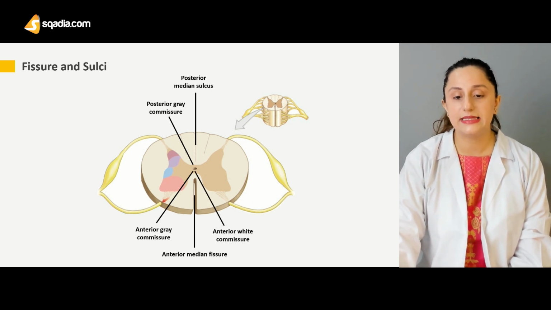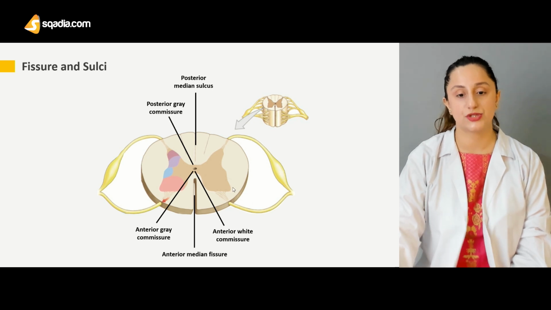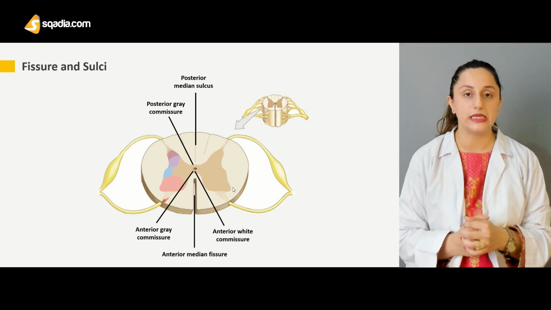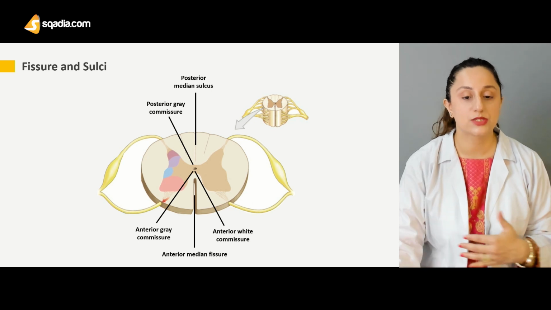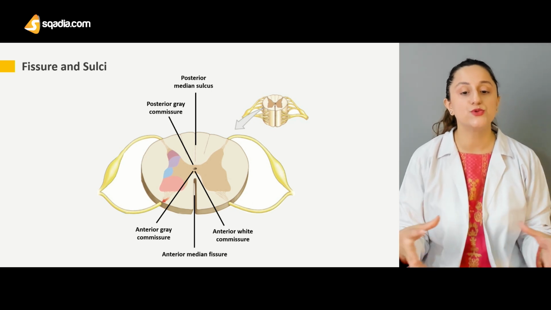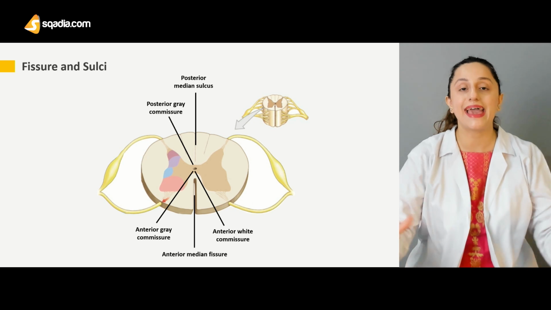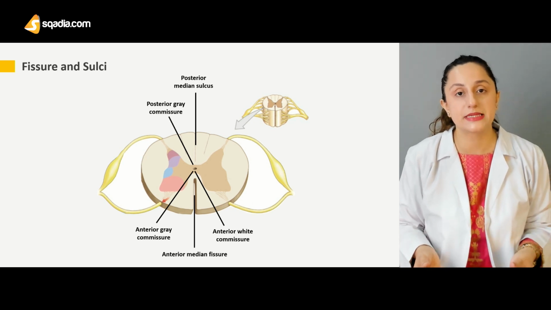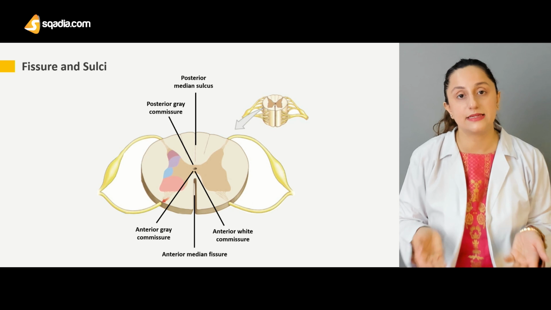And this is finally the anterior white commissure. It is again one of the tracts which is basically communicating the two lateral portions, or the two hemispheres, of the white columns that are basically carrying the ascending tracts.